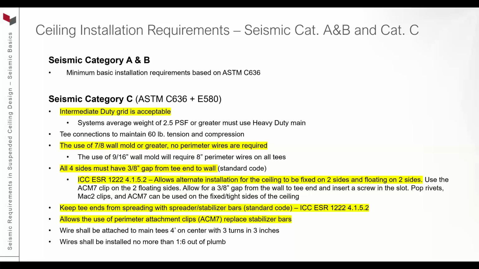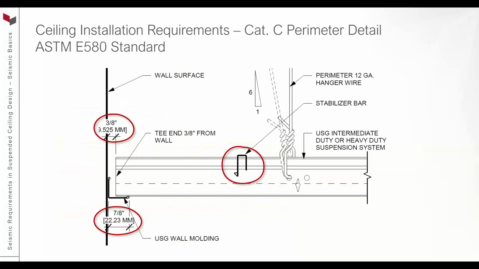If you can go to the next slide, Michael. Right, so here's a perimeter category C detail based on ASTM E580. The stabilizer bar is visible in the center of your screen. A 3/8 inch gap typically is required around the entire ceiling, and then 7/8 wall mold.